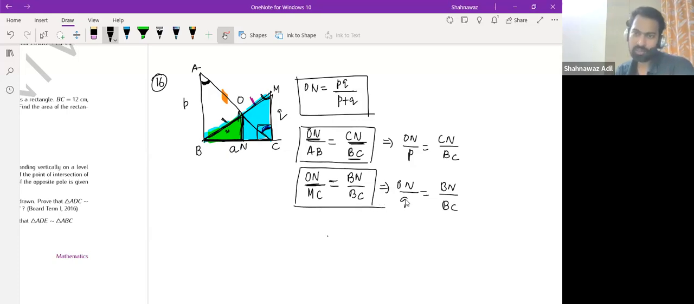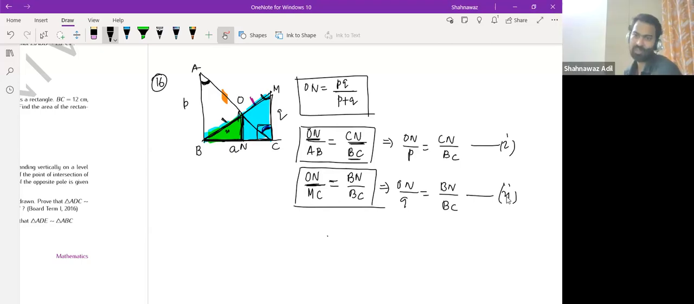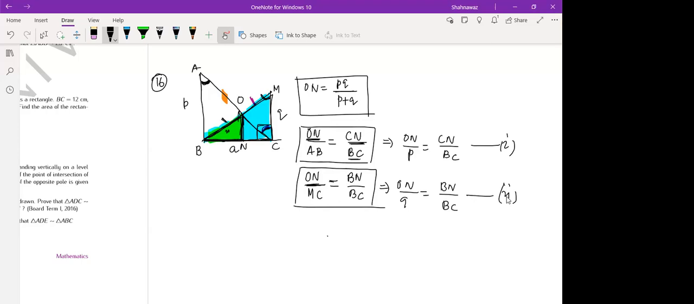So we don't need CN, BN, and BC, right? So what can we do about these two equations so that the CN and the BN and BC get cancelled? Any idea? Hashif, Abir, Amira, Faiz. Any of you can tell me what we should do so that I get rid of CN, BN, and BC. This was the trick of this question.